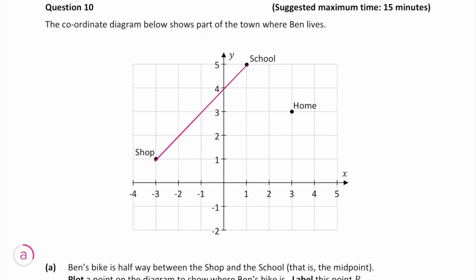So to start off, we can join the shop to the school by a straight line, and from here you can see that the distance from the shop to the school is 4 diagonal squares. So therefore the halfway point between them would be 2 diagonal squares. So this is the point B where Ben's bike is.